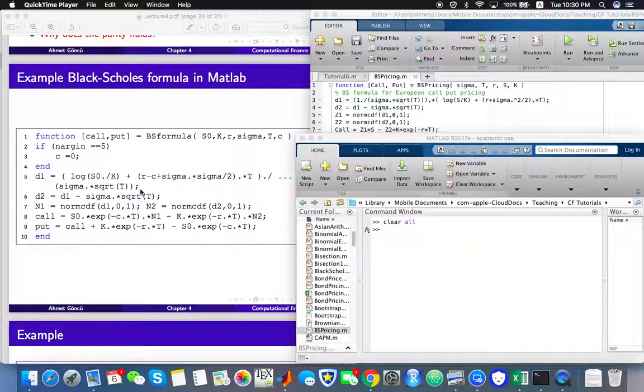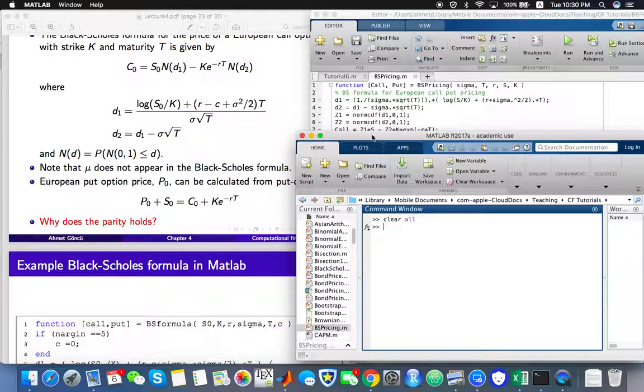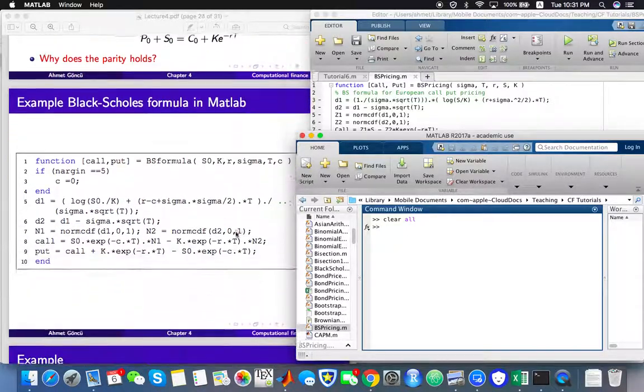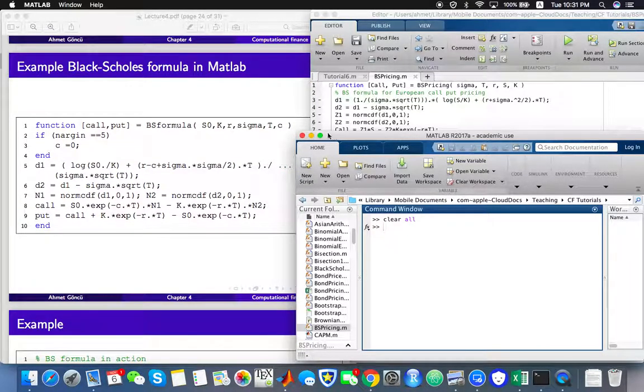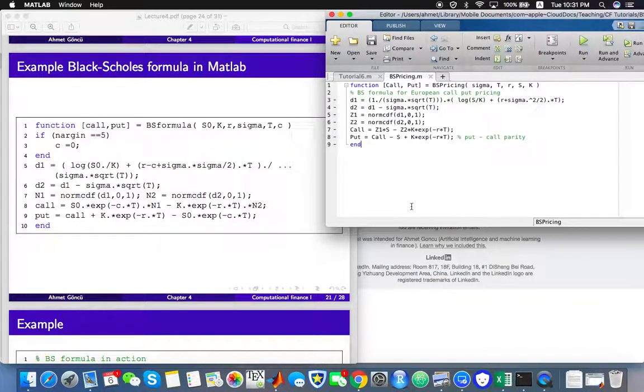Okay, so we have seen the Black-Scholes formula in our slides. So here is the formula. So we can write a user-defined function to calculate the Black-Scholes call option price or the put option price. And you can see that we have our MATLAB function. This is just an example code.